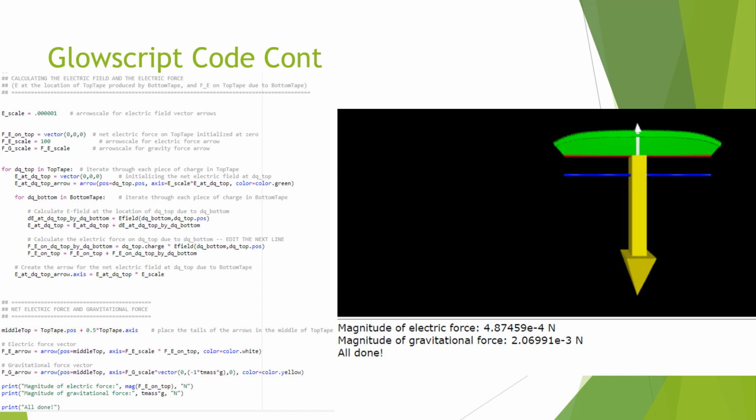The GlowScript code calculates the electric field and electric force, and this shows the net electric force and gravitational force, and this is the model that the code produces. The magnitude of the electric force is 4.87 e to the negative 4th newtons, and the gravitational force is 2.069 e to the negative 3rd newtons. And as you can see, this is not correct. Gravitational force should equal electric force, and this is due to the incorrect value determined in lab 1.